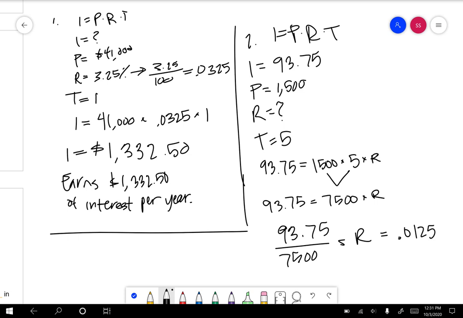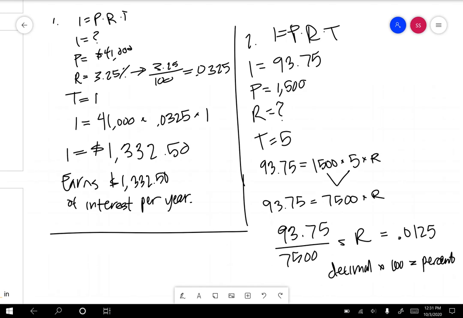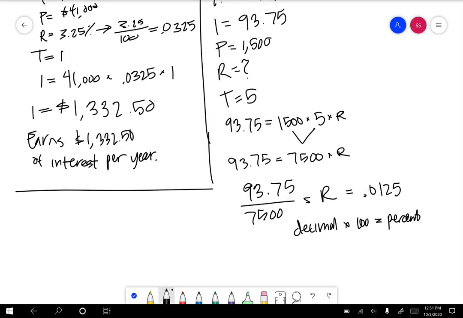0.0125. But that's in decimal form, right? And we want the interest rate in percent form. So if we want to go the opposite direction, we would take our decimal, and we're going to multiply it by 100 to get the percent. Okay, let me scoot this up a little bit. So we're going to take our rate of 0.0125, multiply by 100, and we get 1.25%. Okay.